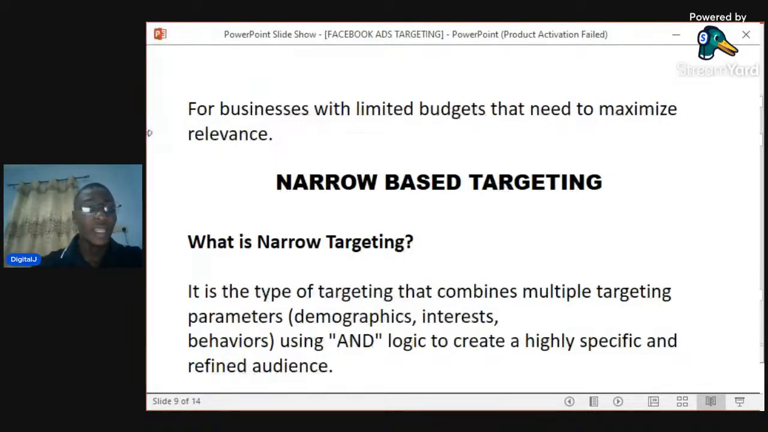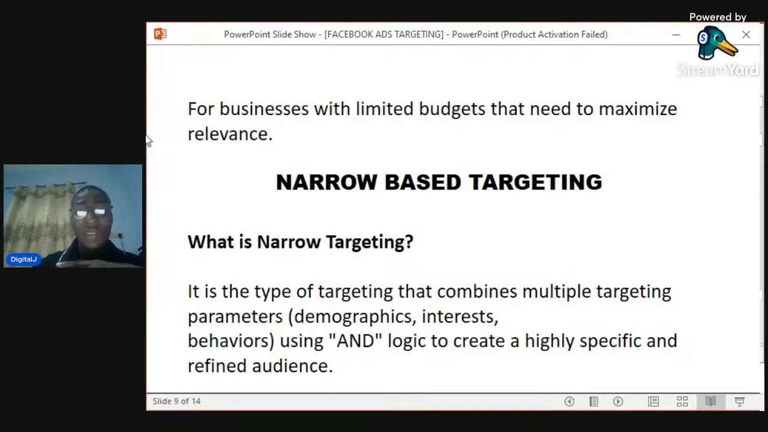The next one is narrow-based targeting. What is narrow targeting? Narrow targeting is the type of targeting that combines multiple targeting parameters, demographics, interests, behaviors, using and logic to create a highly specific and refined audience.